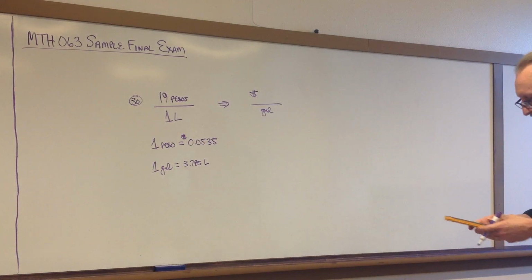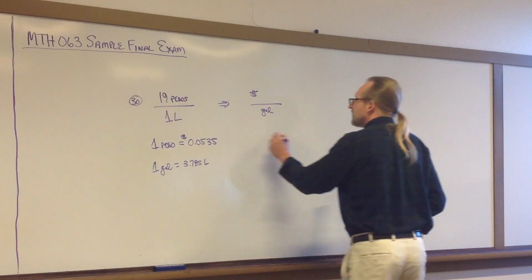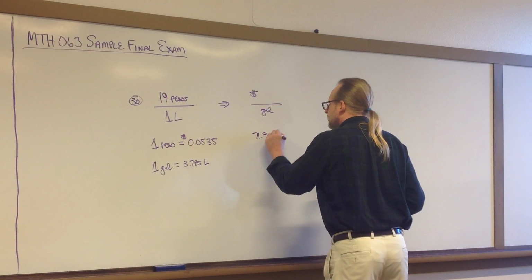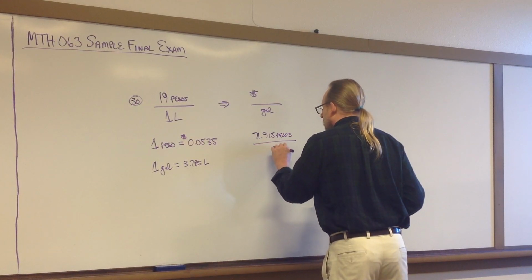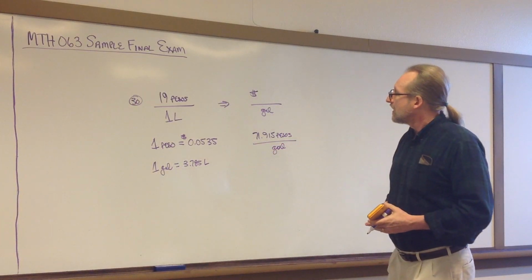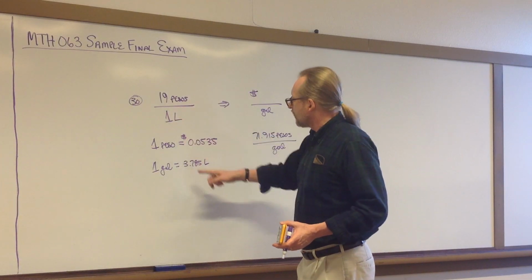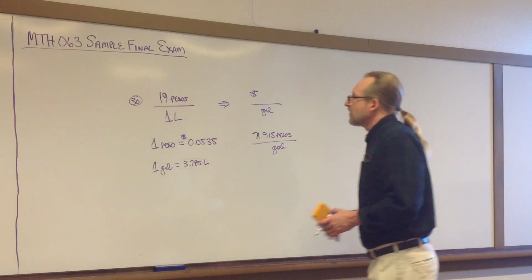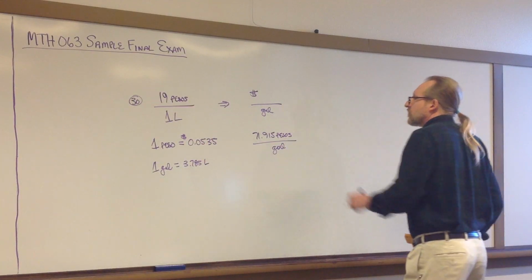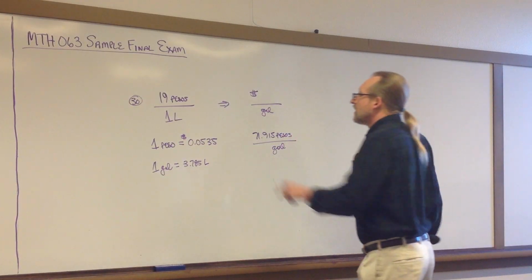So 19 times 3.785, 71.915 pesos per gallon. Okay? Because if it's 19 pesos for 1 liter, for 3.785 liters, you just multiply that 19 by 3.785. Okay, per gallon. So now we got to change the pesos into dollars.